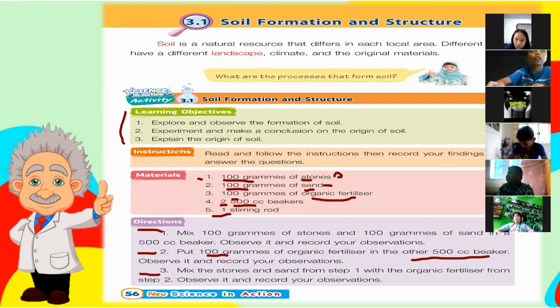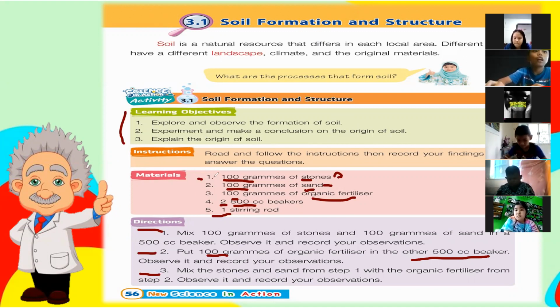You can see here, we are going to do the experiment, right? So the experiment is about exploring and observing the formation of soil. And we are going to experiment and make a conclusion on the origin of soil. Then we are going to explain the origin of soil. So for this activity objective, we require some materials.